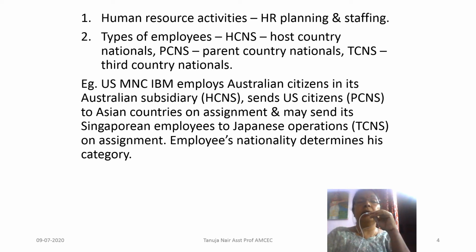Here I explain types of employees with an example. There is a US MNC, IBM, which has an Australian subsidiary. When it employs local citizens over there, those employees will be known as HCNs. When it sends its employees from the US headquarters to other countries on assignments, they will be known as PCNs, parent country nationals. Suppose they have a subsidiary in Singapore and in Japan, and they send some Singaporean employees to Japan on any assignment, that will be known as TCNs, third country nationals.